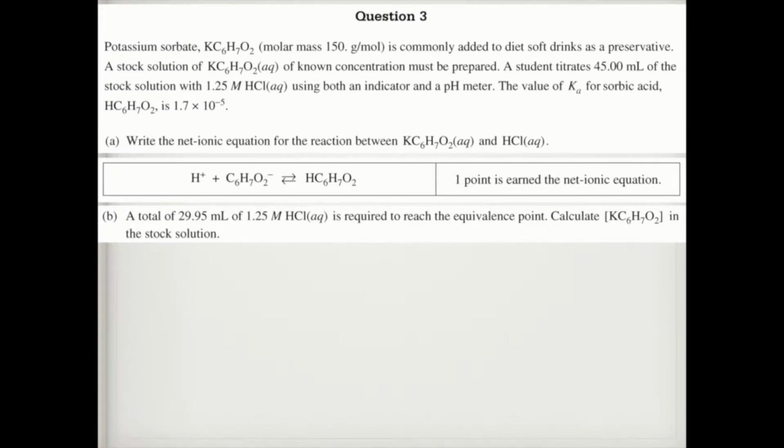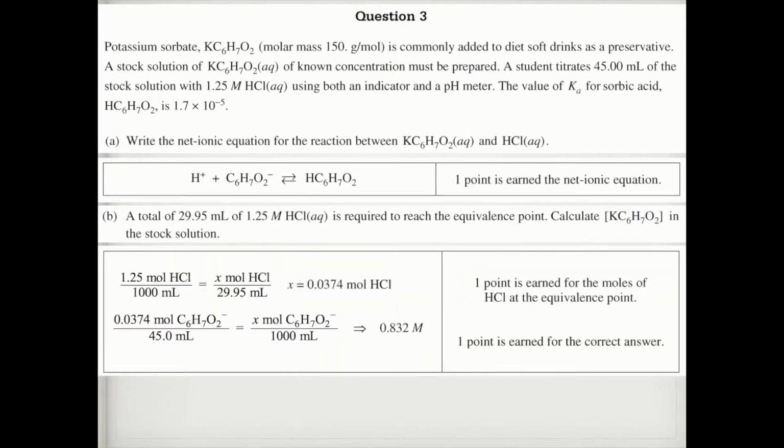And if you look at the very beginning of this problem, it tells you the student titrates 45 mL of the stock solution. So you're going to divide the moles by the 0.045 liters. Okay, and the answer you should get is 0.835. Now, I don't particularly love the way that they did this. If that works for you, fine. I don't love this setup, but you should still get the same answer. We've been doing it using stoichiometry, which I like a lot better. So you got 1 point for the moles of HCl, okay, and 1 point for the correct answer.